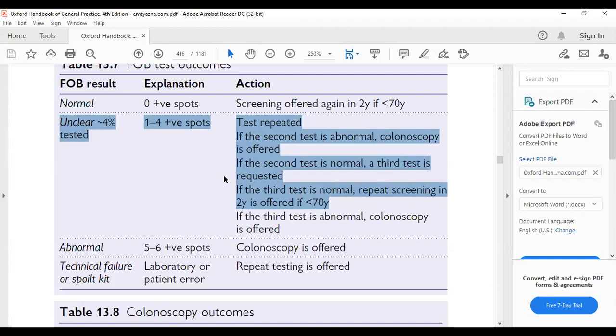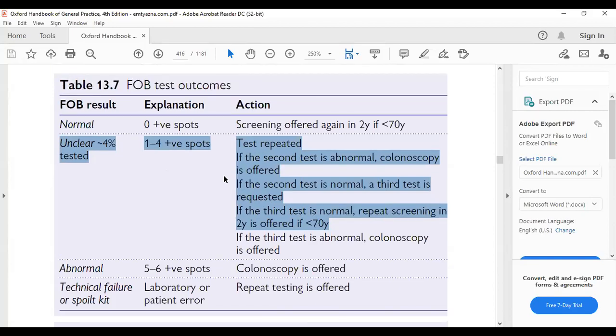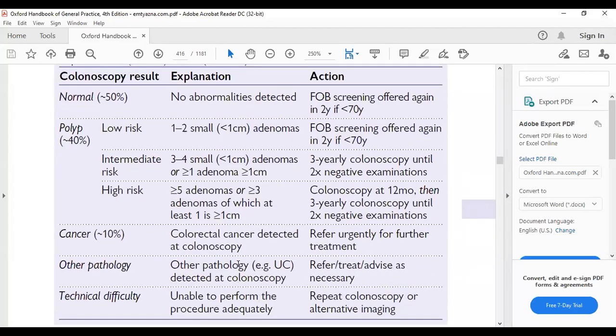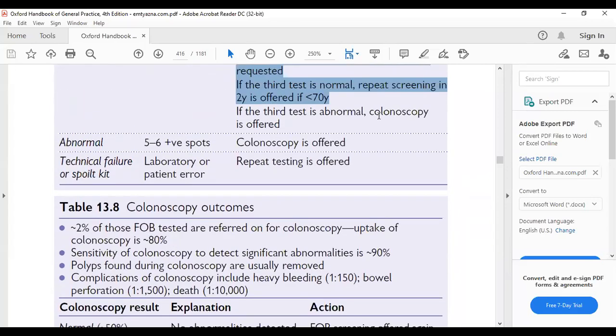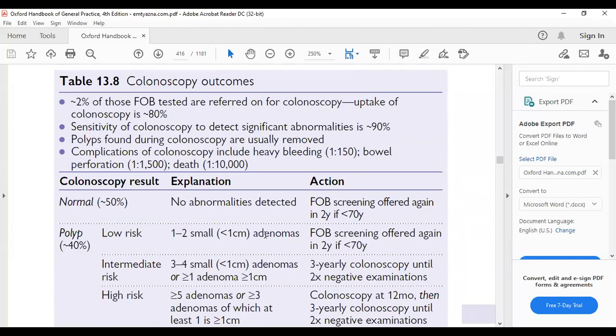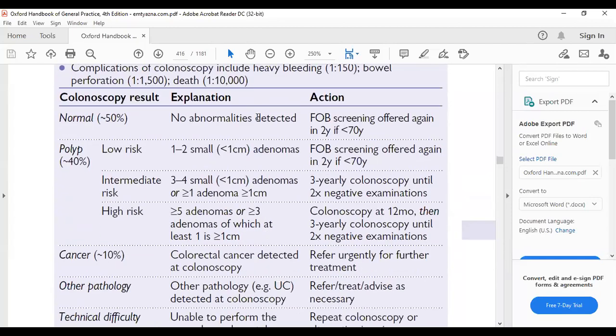So FOB, fecal occult blood, is the first step of screening the patient for colorectal carcinoma. Then you go for the second test, colonoscopy, if it comes out abnormal. Then you will see what the interpretations are. For instance, the patient has an abnormal FOB, you refer for colonoscopy. In the colonoscopy, it comes out that there is no abnormality. So you again go for FOB every 2 years if the patient is less than 70.